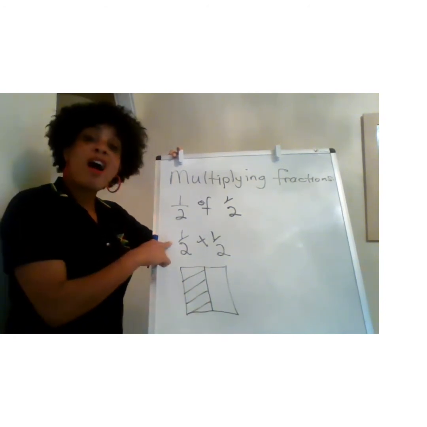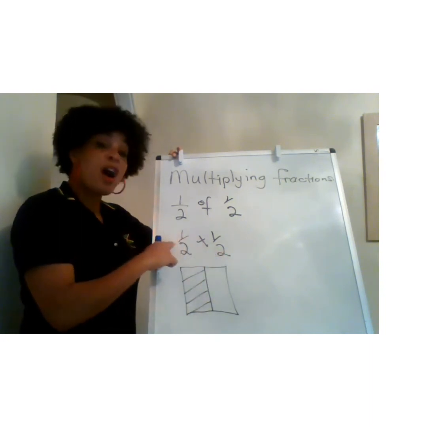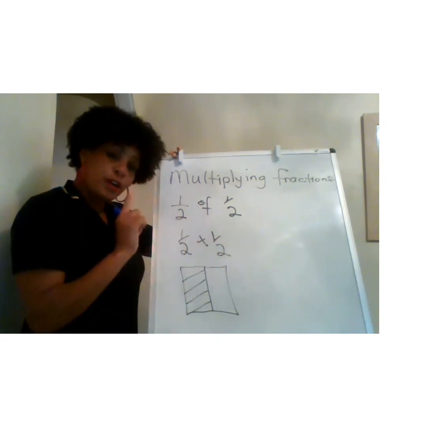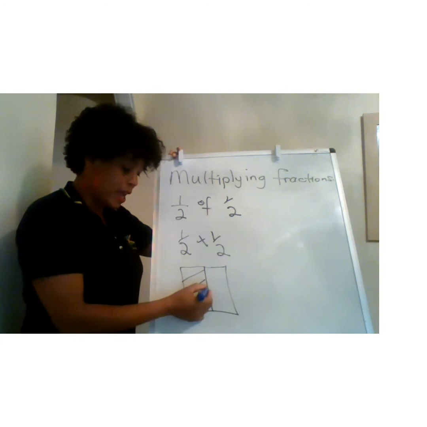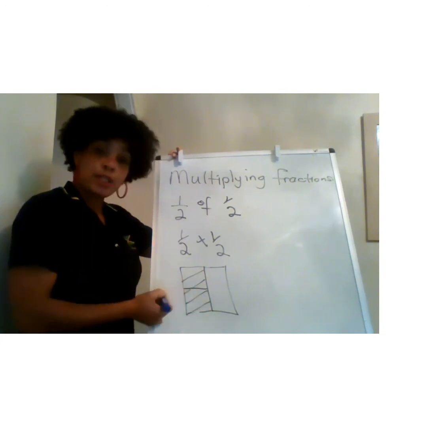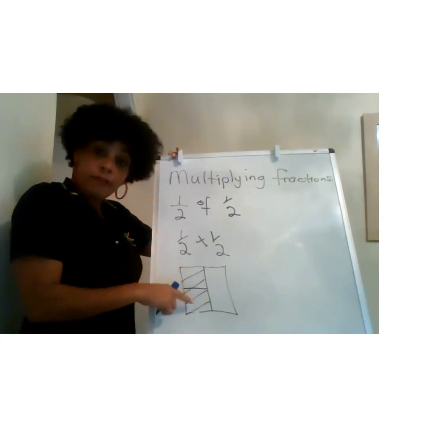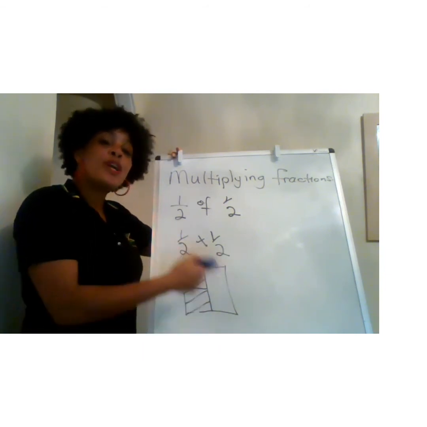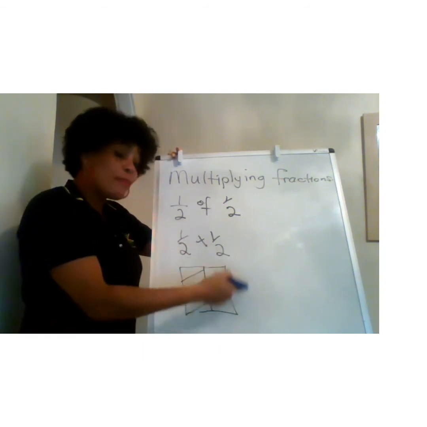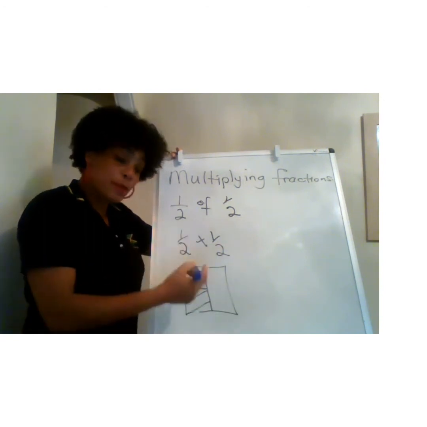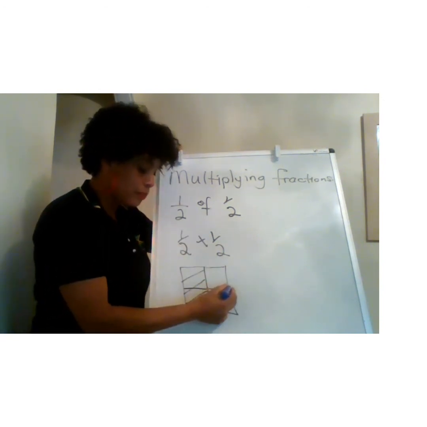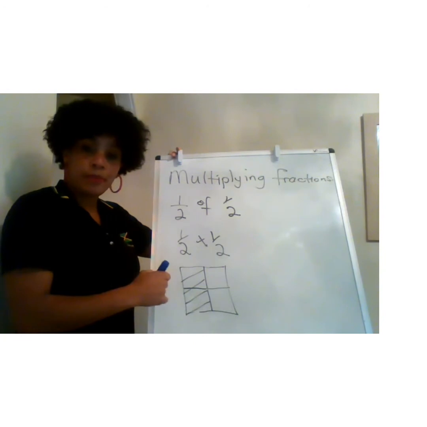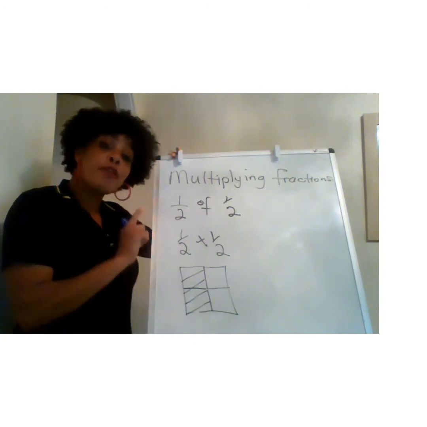Now I want a half of a half, or a half times a half. Now this is what I'm going to do. That half that I have there, I'm going to split it in two because I want a half of a half. Now remember, when we're dealing with fractions, we're dealing with equal parts. So it means I would have to cut up the whole shape into equal parts. So here, I've cut up the whole shape.